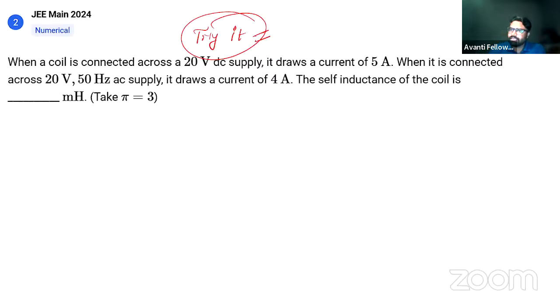Meanwhile, I am discussing the next concept. Okay? Then we will come back to this question and solve. Here there is a coil which is connected across a 20 volt DC supply. So how much current is it drawing? 5 ampere. When it is connected across a 20 volt 50 hertz AC supply, it draws a current of 4 ampere. The self inductance of the coil is, that you have to calculate. Got it?